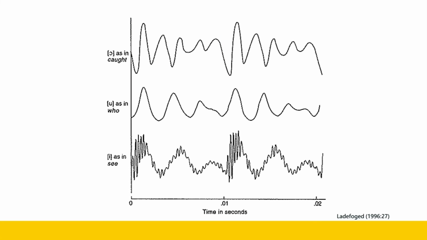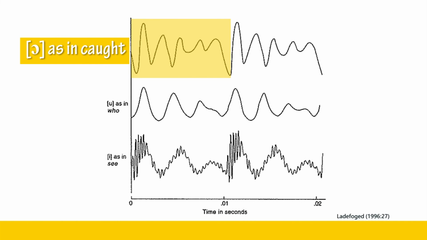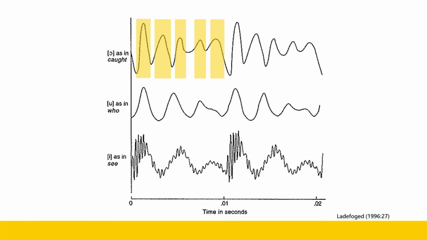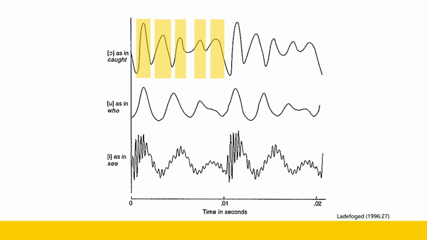Since the complex wave has a frequency of 100 Hertz, the smaller wave has a frequency of about 500 Hertz. Okay, let me go back and explain this. In the case of aw, every hundredth of a second this main pattern repeats itself once. But these smaller ones repeat themselves 5 times as many, which means they have a frequency of 500. So as the main pattern repeats itself once, the smaller patterns repeat themselves 5 times. Their frequency would be 500 Hertz. But that's only in the case of the vowel aw, as in caught.